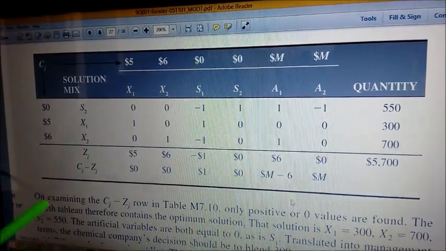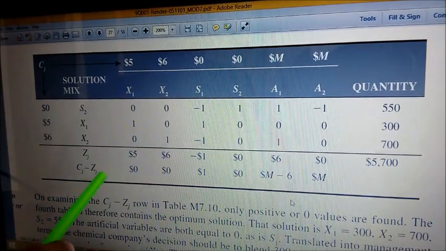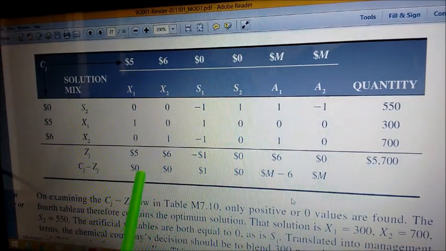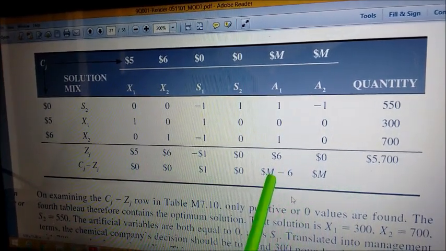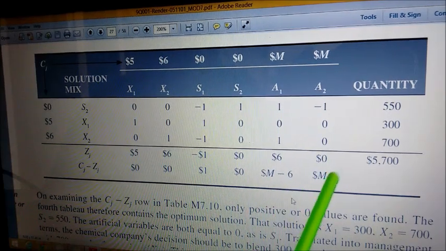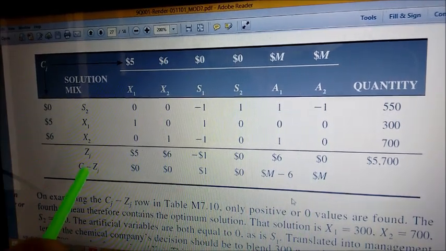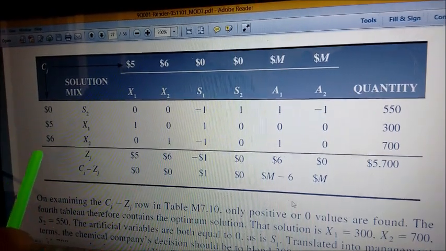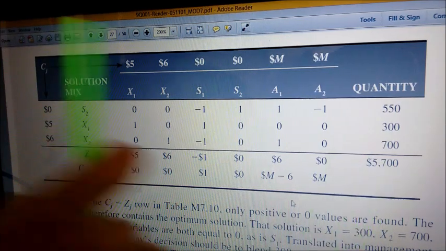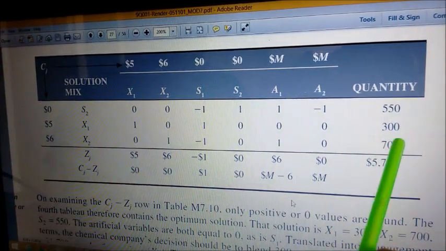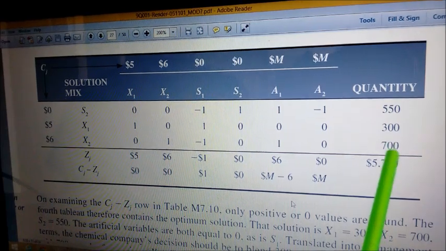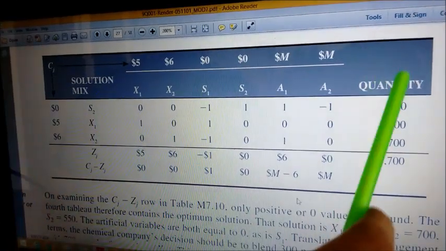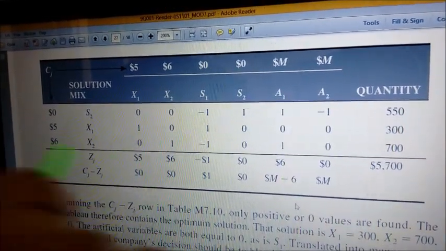This is an optimal solution. Why is that so? Because in the Cj minus Zj row, all values are positive or greater than or equal to 0. So 0, 0, 1, 0, m minus 6, m is a very large value, so automatically this becomes positive, and m again. So all the values in this row are positive. That's why this is an optimal solution. The value of z will be 5700. That is 5 into 300 plus 6 into 700 equals 5700. And the values are x1 equals 300, x2 equals 700, and s2 will be equal to 550. So this is the final solution mix.